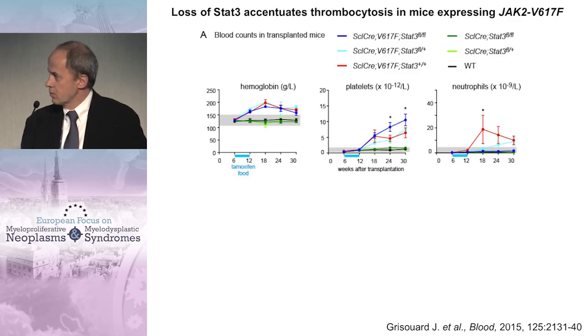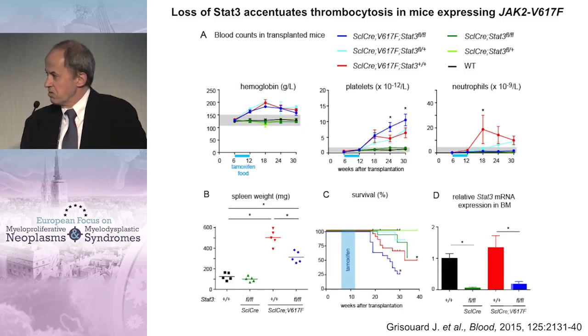The blue curve is the one where STAT3 is missing, whereas the red curve is the one where V617F is acting in the presence of STAT3. In neutrophils, it had a rather lowering effect. This did translate into a minor decrease in the spleen, but the survival, in the absence of STAT3, was actually worse than in the presence of STAT3.